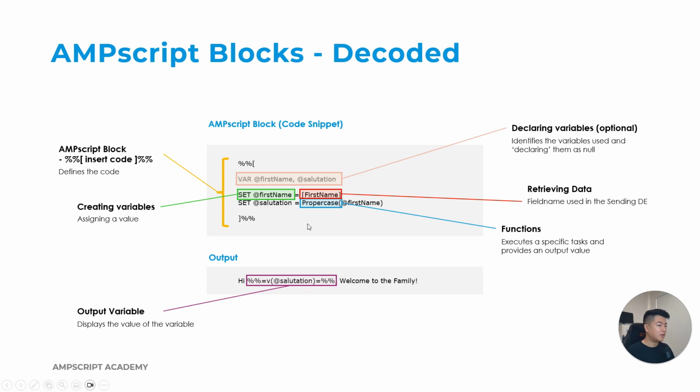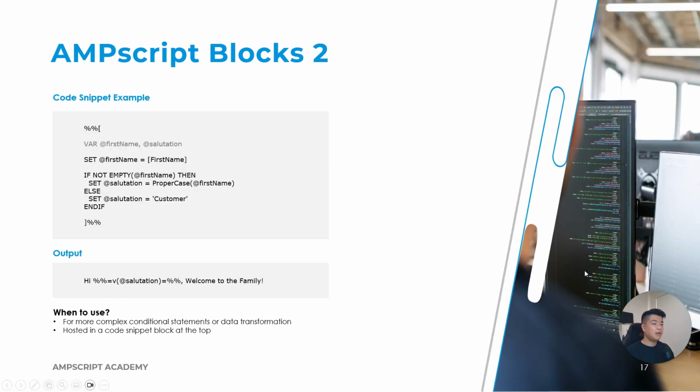Again, I'll dive deeper into what a variable is, how you can create variables, and the types of data points that you can store in a variable. But this is just a preview of what an AMPscript block looks like. Here's another example. I probably won't go into too much detail because I'll cover this in next week's video, but I just want to show you what a typical AMPscript block looks like.